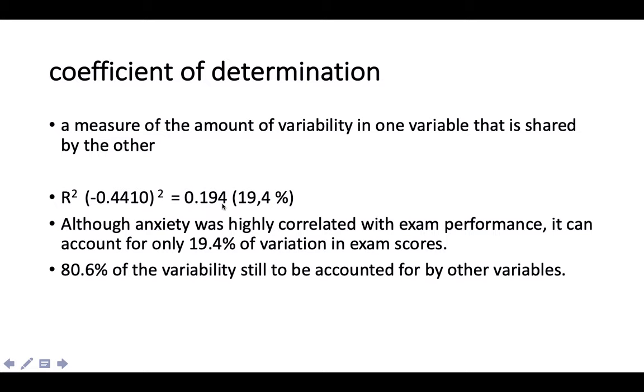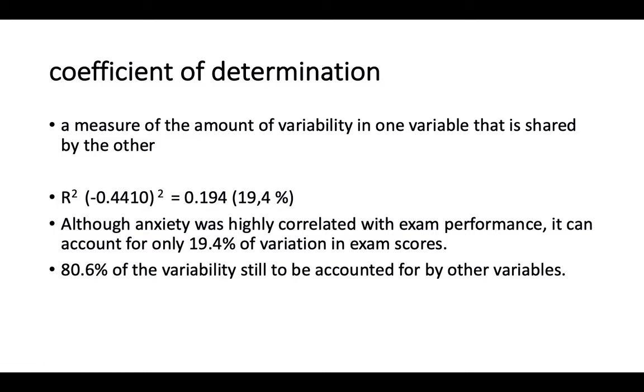0.194, and if you put it into percentage, you have to multiply it by 100, it will be 19.4%. What does this mean? This means that although anxiety was highly correlated with exam performance, it can account for only 19.4% of variation in exam scores. So there is still 80.6% of the variability still to be accounted for by other variables.